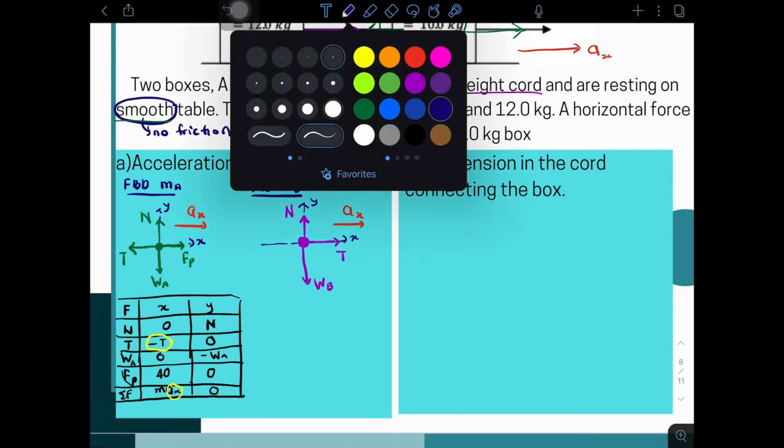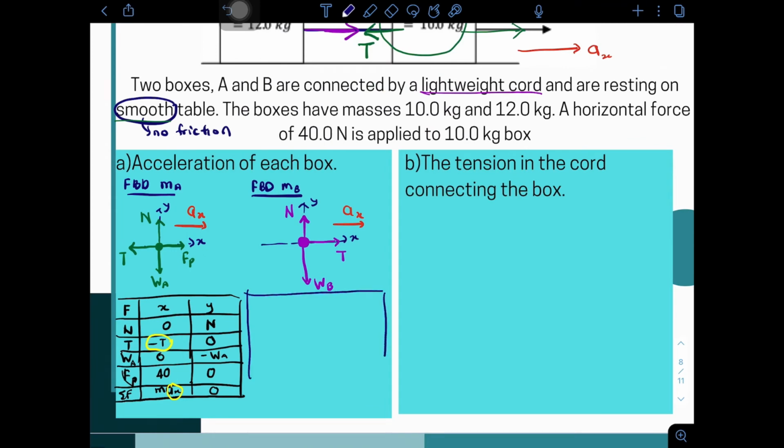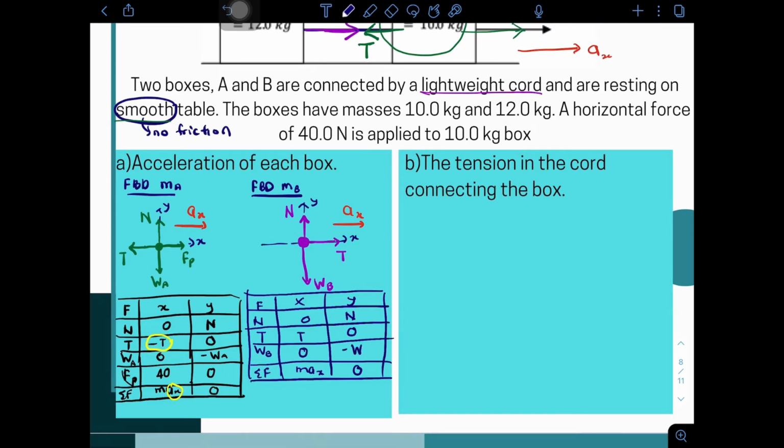So what we will do next is the same table for mass B. Let's put in the values for mass B. We have normal, tension and weight B, and lastly total F. It moves in the X component, but there is no movement in the Y component. So normal is positive Y, 0 on X. Tension to the right is positive, 0 on the y-axis, and here negative WB. We need to find the acceleration, but we want the value of tension first.